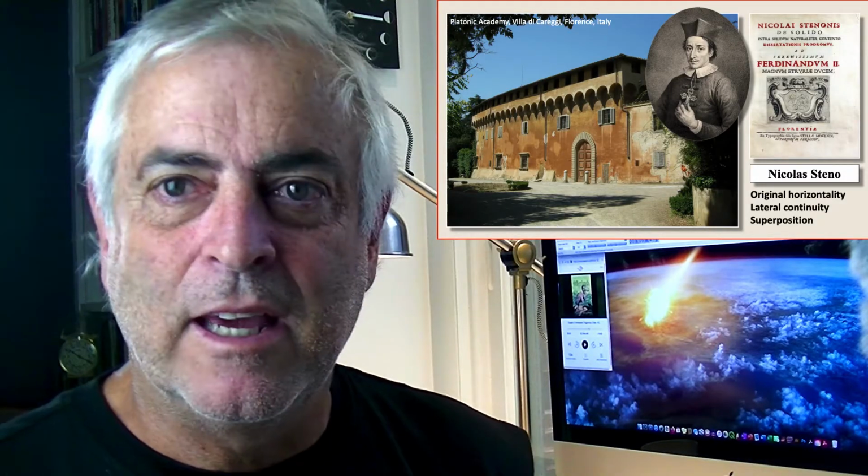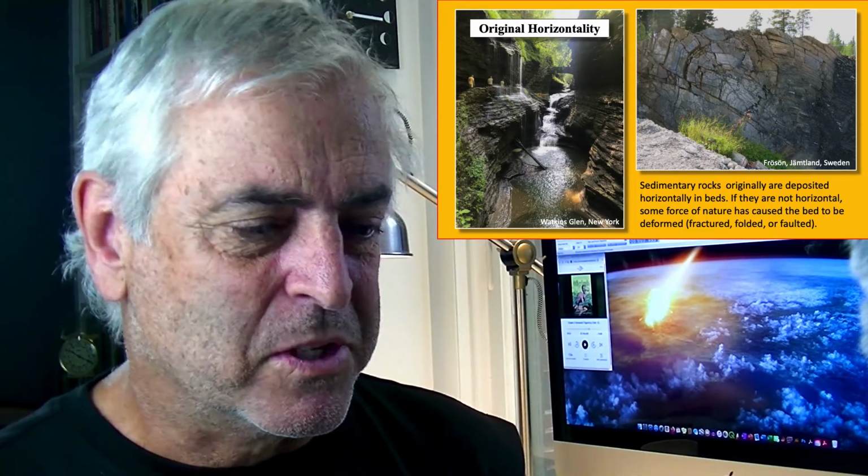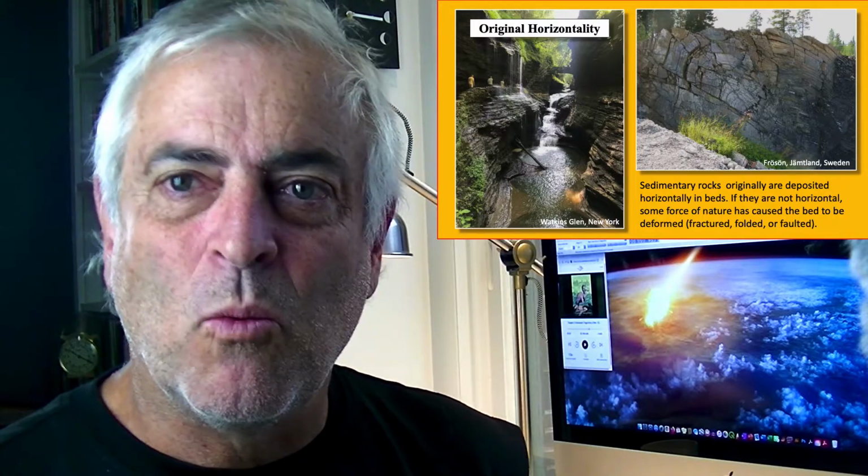Anyway, Nicholas Steno gave us 3 major concepts, in his publication, the Prodromus. These were really important contributions. So let's talk about original horizontality. On the left-hand side is a walkway that goes through a state park in upstate New York, a place called Watkins Glen.